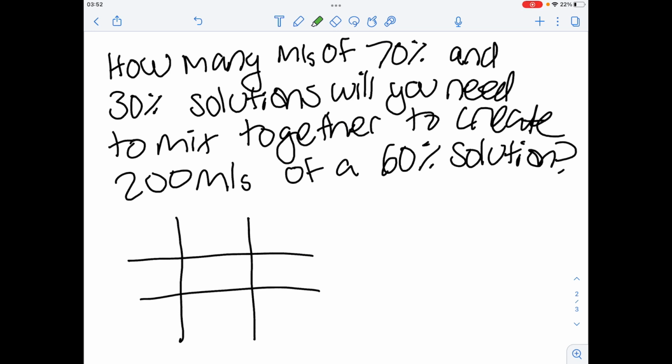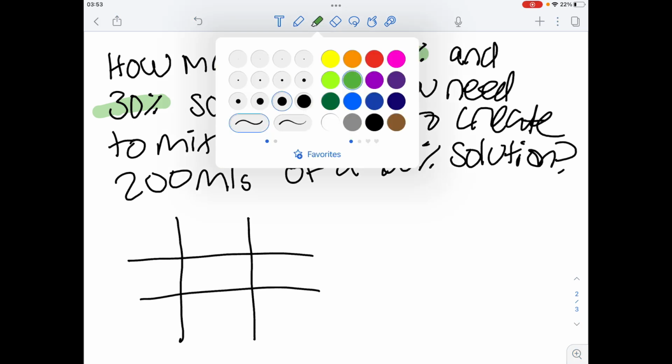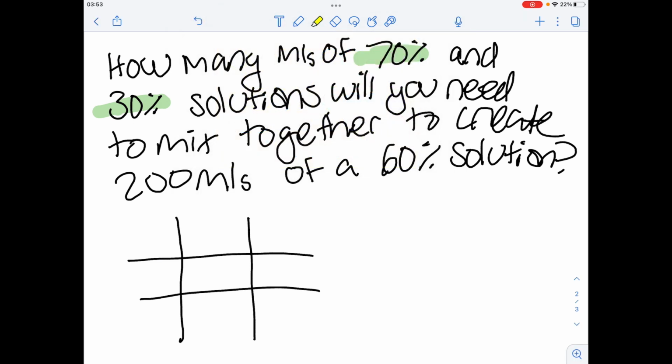First of all, we want to know how many milliliters of 70% and 30% need to be mixed to create 200 milliliters of a 60%. So in green, that's what you need to mix. And in yellow is what we're looking for. So I'm going to take my higher percent to mix, write it over here. I'm going to take my lower percent to mix, write it over here. I'm going to take the percent I want to find and put it over here.